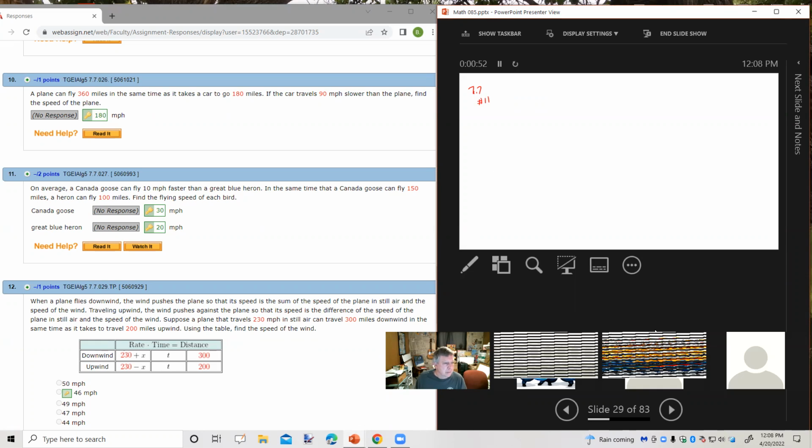All right. On average, a Canada goose can fly 10 miles per hour faster than a great blue heron. In the same time that a Canada goose can fly 150 miles, a heron can fly 100 miles. Find the flying speed of each bird. Okay, so this is another distance equals rate times time.